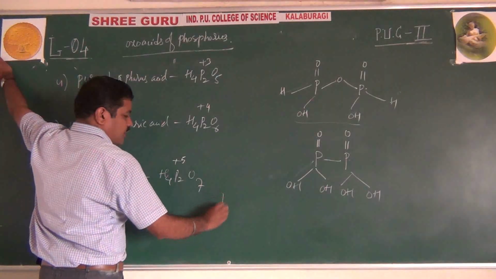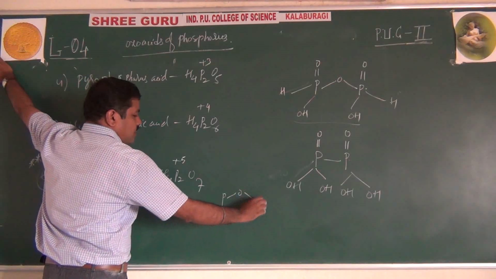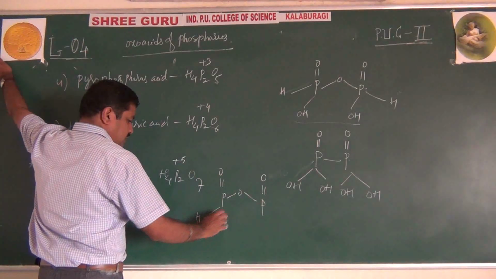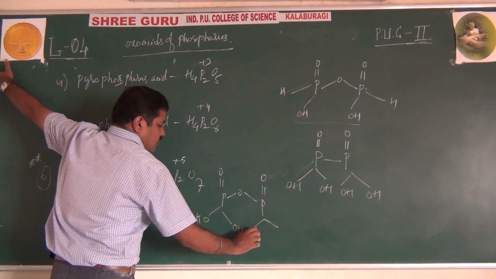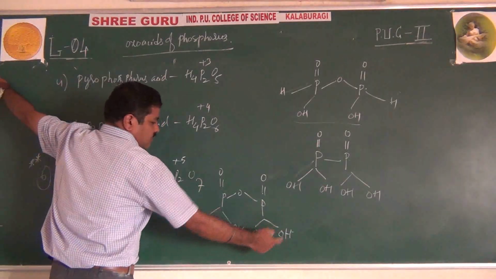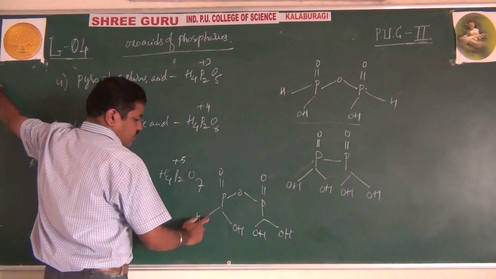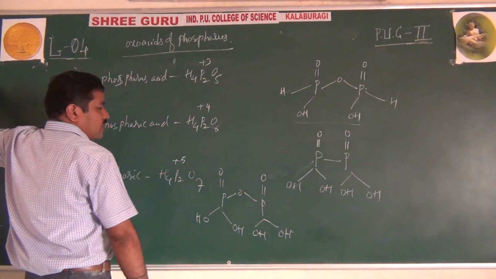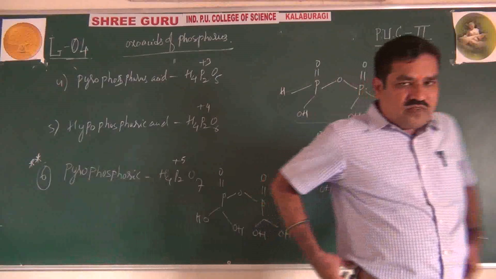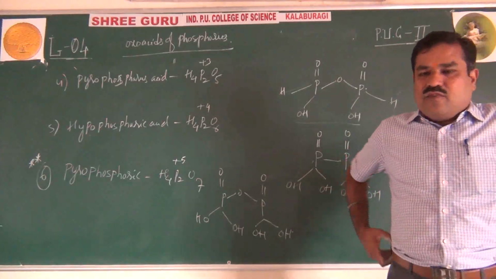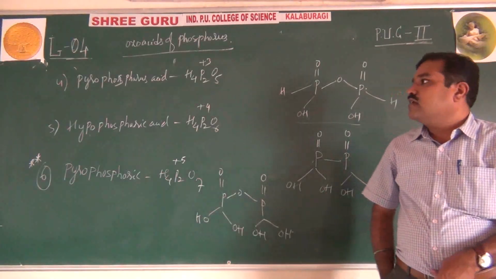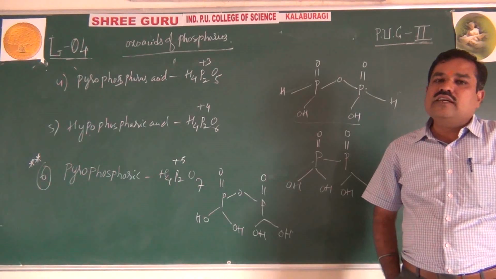Structure, once again P-O-P, double bond O, OH. This is also tetrabasic. H4P2O7, 1, 2, 3, 4, 5, 6, 7. Like this, I have to remember one by one. That means phosphorus acid, phosphoric acid, hypophosphorous acid, and the last one pyrophosphoric acid, these are for your theory. The rest, pyrophosphorus and hypophosphoric, are for NEET purpose.